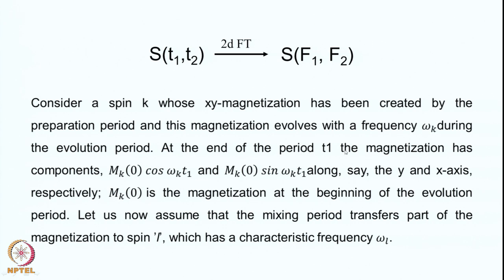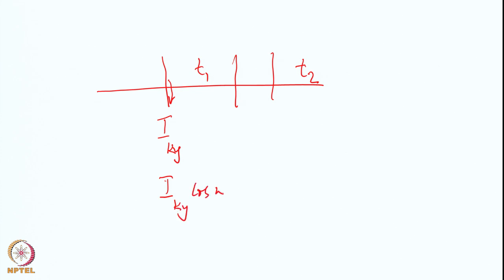Now at the end of the period T1, the magnetization has components mk0 cosine omega k T1 and mk0 sine omega k T1. Let me explicitly state this to you. You have created the transverse magnetization after the preparation period. Here is the preparation, you have created a transverse magnetization, let us say it is IKY. Here is the evolution period T1, this is our mixing period, and here you have the T2 period. During this period, this magnetization evolves with its characteristic frequency: IKY cosine omega k T1 minus IKX sine omega k T1.